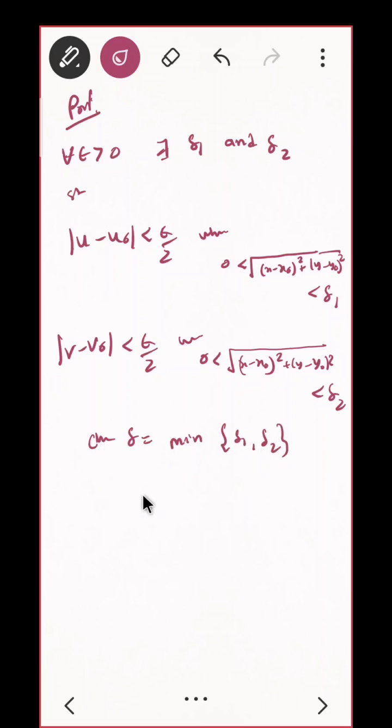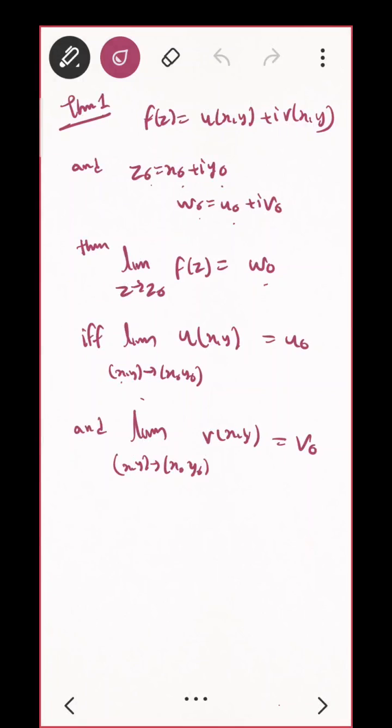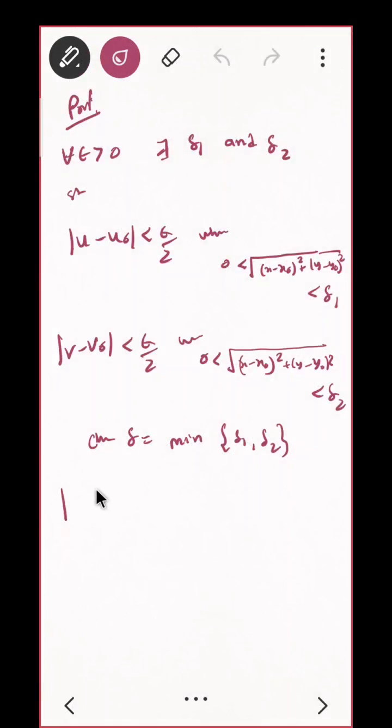What should you start with? You will start with whatever you need to prove. Consider that. You need to prove mod of f of z minus w naught. So what is your f of z? u plus iv minus u naught plus iv naught.